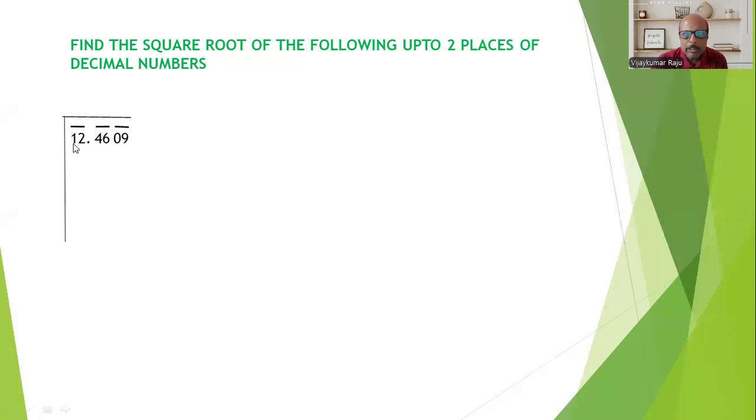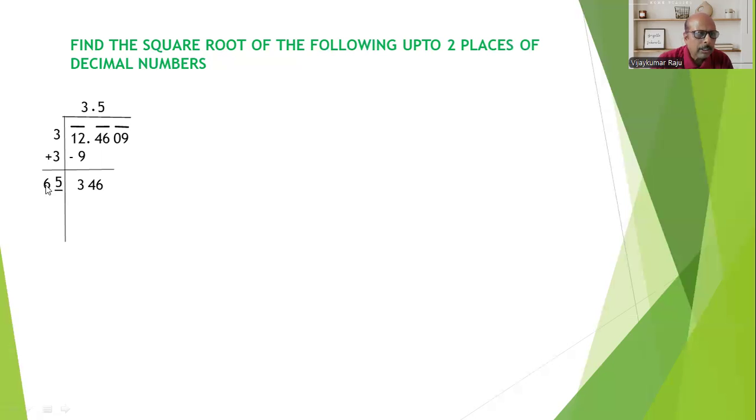Our first number is 12. 3 threes are 9. 4 fours are 16, which is greater than 12. So we start with 3. 9. Subtract. Add 3 to that, 6. Now, before you take a number which is after the decimal point, put a decimal point in your answer. Put a decimal point and then bring down the next pair. Bring this 46 down. So first put a decimal and then take the number after the decimal point. Then bring down the pair. Now you have to take a number which is closer to this or less than this.